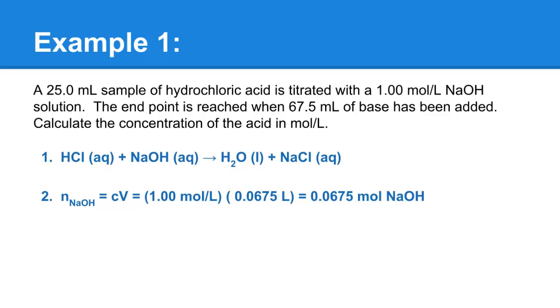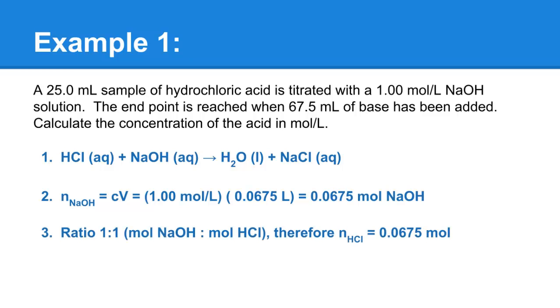Our third step is to use a mole ratio to determine the number of moles of our unknown substance. Because our reaction is reacting in a 1-to-1 ratio, so 1 mole of sodium hydroxide reacts with 1 mole of hydrochloric acid, the number of moles of hydrochloric acid will also be 0.0675 moles.